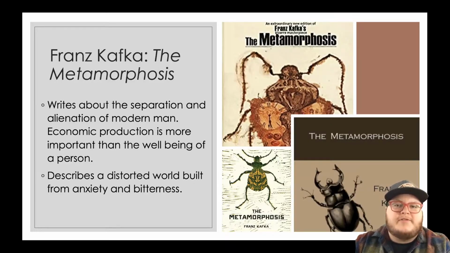And let's look at his most famous story, which is really like the first thing that people often read when they're looking at the philosophy of existentialism. The main idea is that it writes about the separation and alienation of the modern man, and more specifically, that the economic production of creating something is more important than the well-being of a person. And a lot of this just comes from the 1910s, where you would have a lot of monopolies, and it was more important to create a product than to make sure that people are having good working conditions.